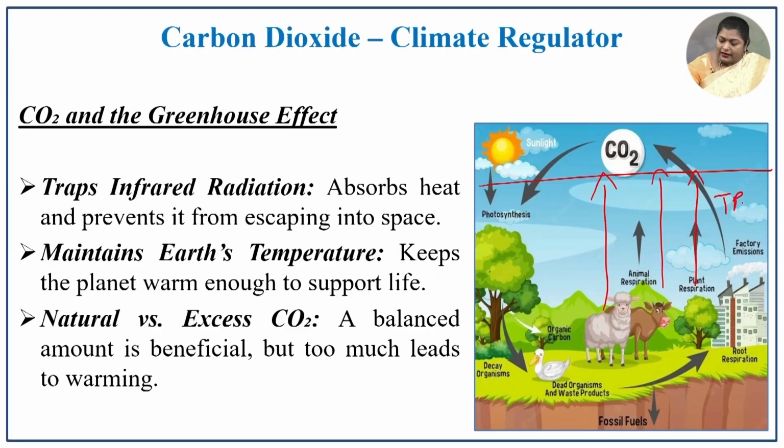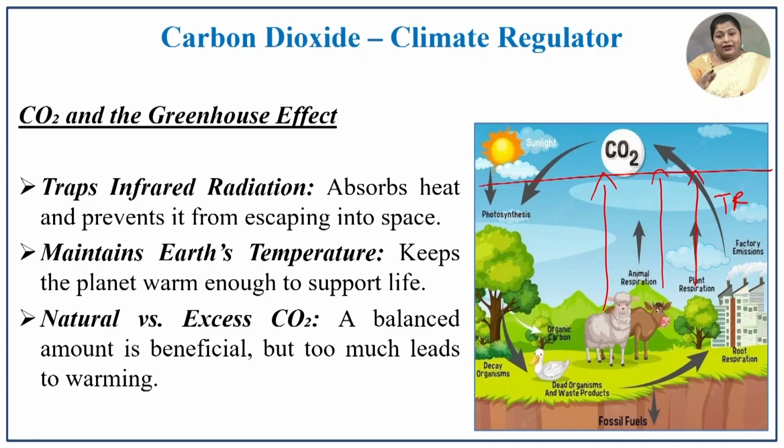Next, it traps the incoming ultraviolet radiation and also it traps the temperature, that is, carbon dioxide does not allow the terrestrial radiation from the earth's surface to escape, and then it forms a blanket so that it keeps the earth's surface warmer and comfortable, feasible for the living beings to survive on the earth's surface.